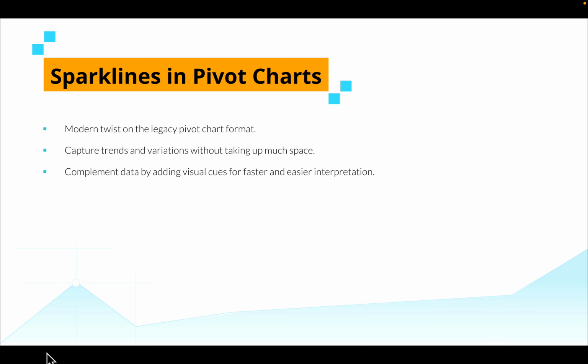With Analytics Plus 6.0, we have taken this legacy chart format and given it a modern twist by introducing sparklines. Sparklines are tiny in-cell trend visuals in the form of simple lines or bars that let you capture trends and variations in data without taking up much space. They complement your data by adding visual cues that make interpretation faster and easier.